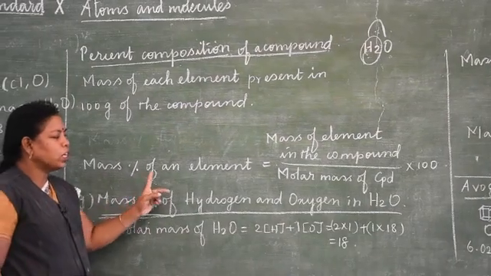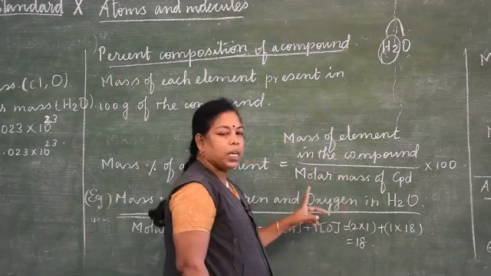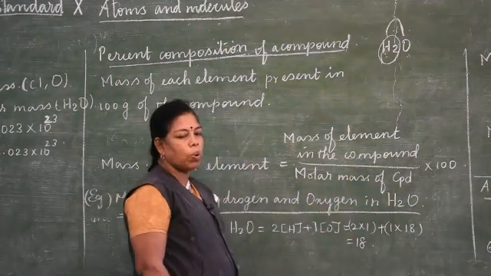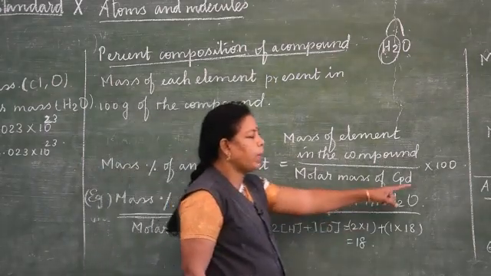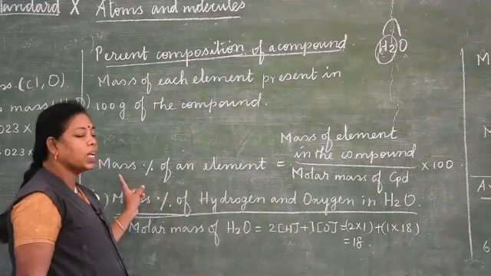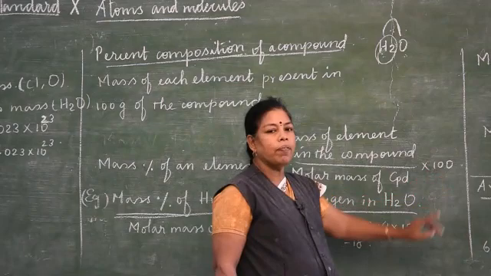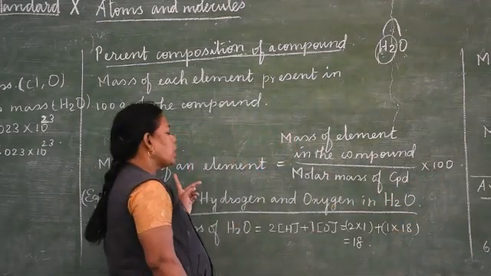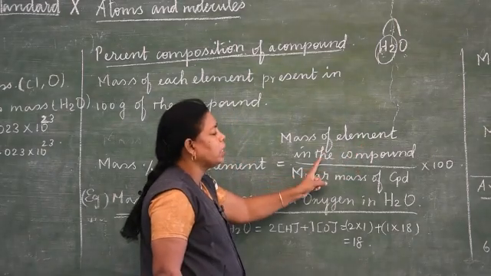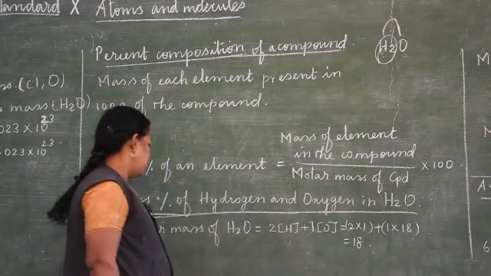So mass percentage of an element is equal to the mass of the element in the compound divided by the molar mass of the compound, into 100. Why do we have to multiply with 100? Because we are calculating a percentage, the mass percentage, so the derived answer should be multiplied with 100.